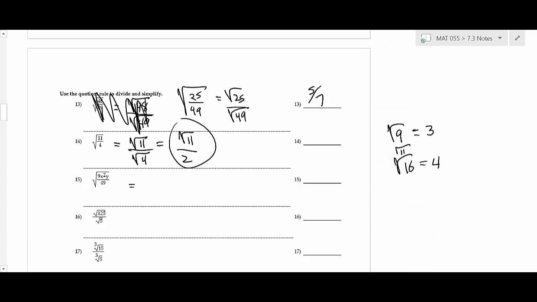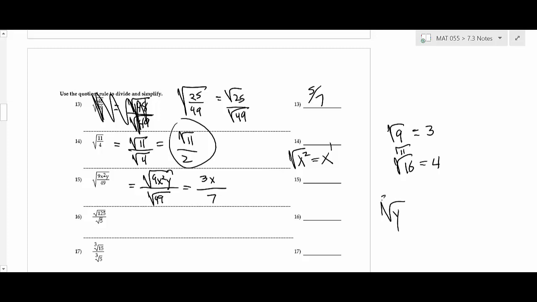Okay, next problem is going to go like this. We're going to do square root of 9 x to the second y over square root of 49. So again, you just break it up into 2 parts, and then you do what you know. Okay, so what's the square root of 49? 7. What's the square root of 9? 3. What's the square root of x squared? You're having half the exponent. Half of 2 is 1. Okay, or x times x is x squared. So that's going to come out. But then you're left with this thing, square root of y.